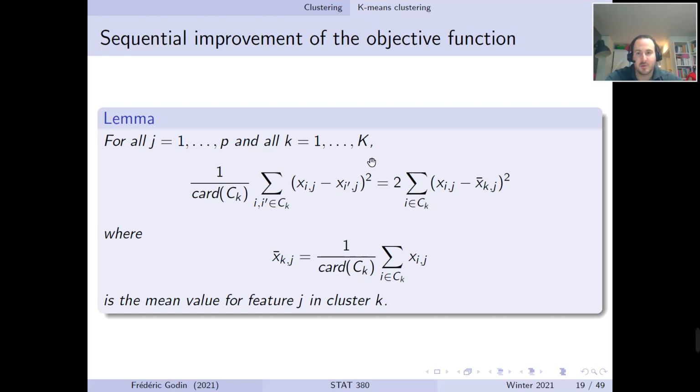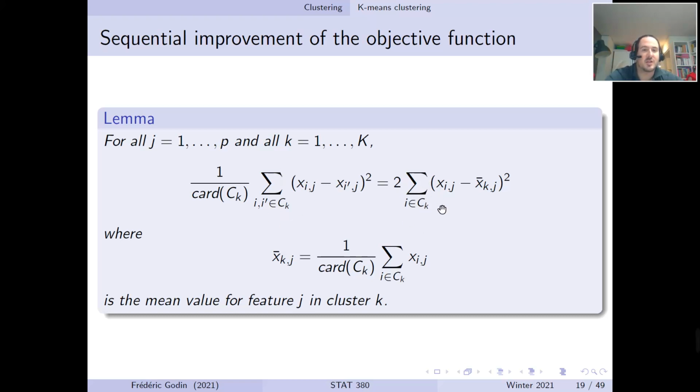Okay, so this auxiliary result says that for each individual predictor j, and for each of the clusters small k from 1 to K, then 1 over the number of observations in cluster k times this double summation of the squared Euclidean distance between pairs of the jth predictor of the observations within the cluster is equal to twice times the sum across all observations. And here it's not a double summation anymore, it's really a single summation.